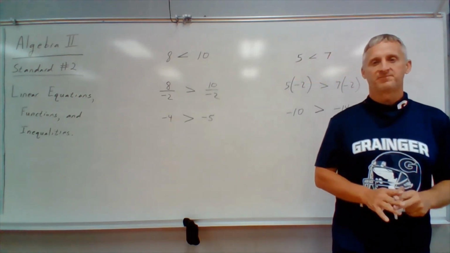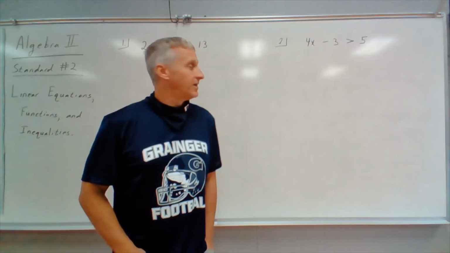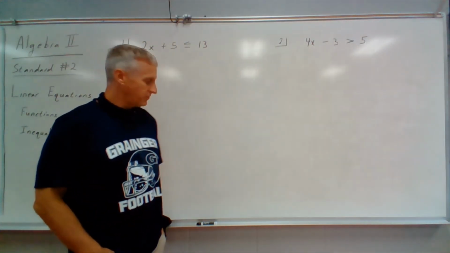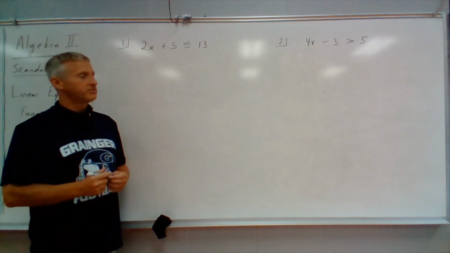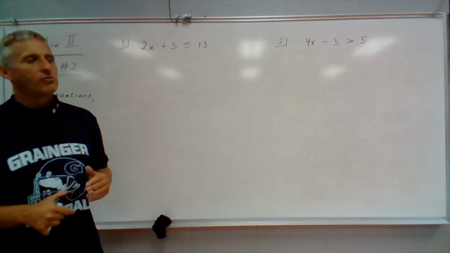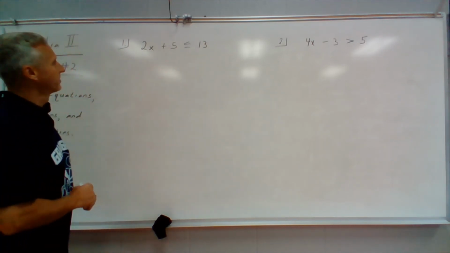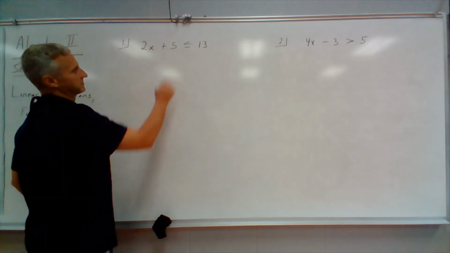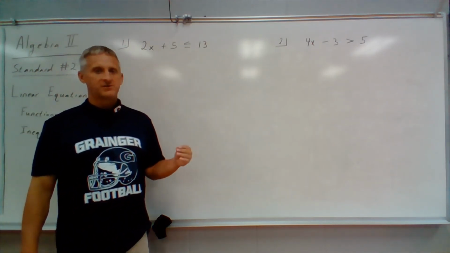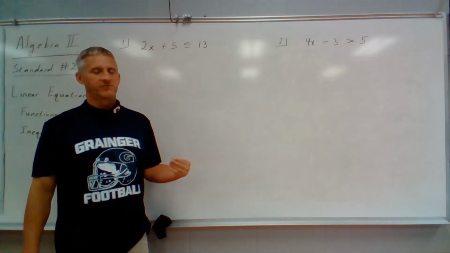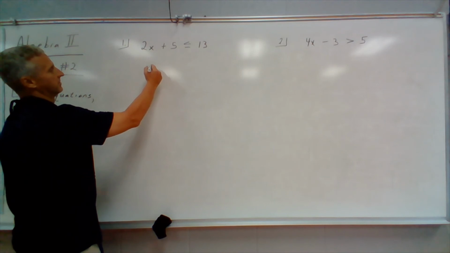All right, let's solve some linear inequalities. The first one here, I have 2x plus 5 is less than or equal to 13. I want to know what values of x will cause this to be a true inequality. So I'm going to subtract 5 from both sides of the inequality. Am I allowed to subtract a number from both sides of an inequality? Yes, I am, so I can do that. That'll leave me with 2x is less than or equal to 8.